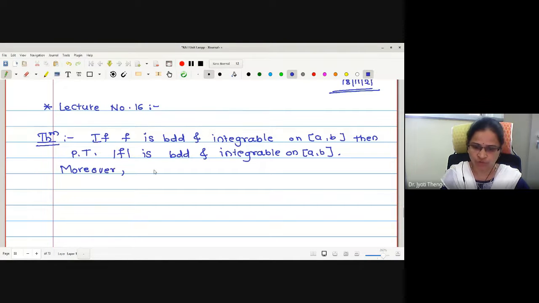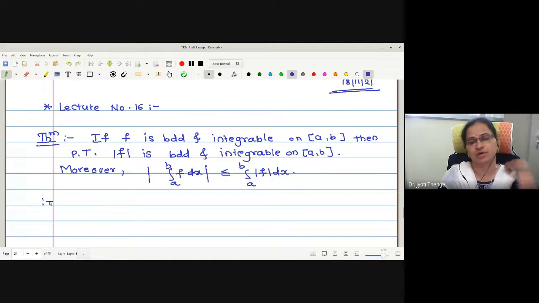Moreover, we wanted to prove that the modulus of the integration a to b f dx is less than or equal to the integration a to b mod f dx.